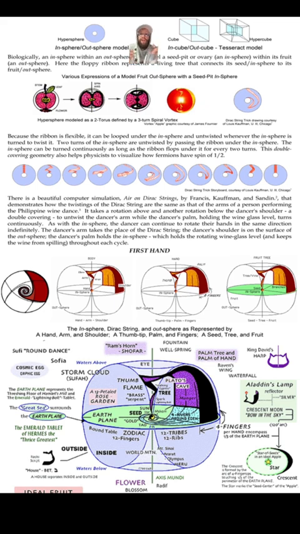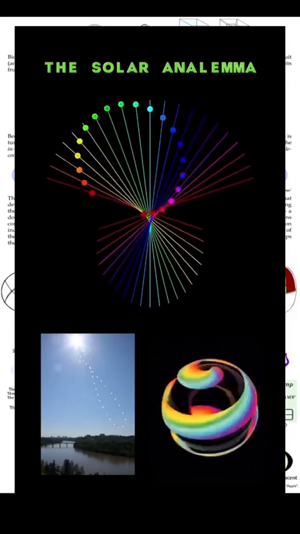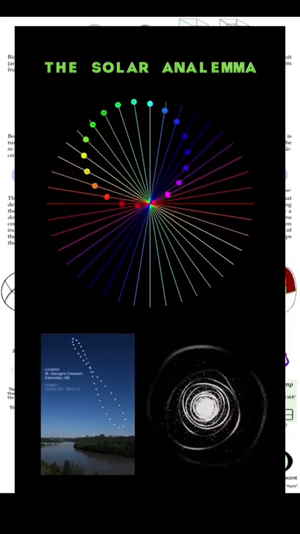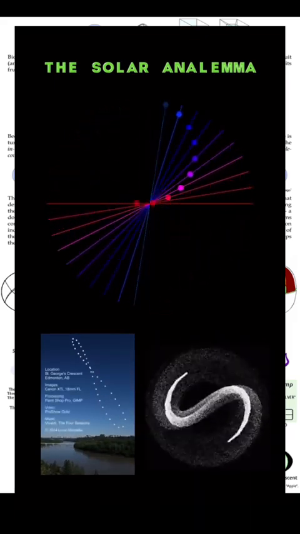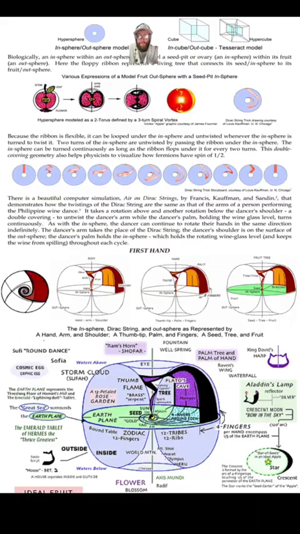The double covering geometry of the ribbon in the Dirac string concept demonstrates a concept known as the double covering geometry. So by passing the ribbon under the insphere and untwisting it, we visualize how complex systems in the geocentric model might exhibit intricate higher dimensional interactions, like how the sun might move through the analemma, for instance.